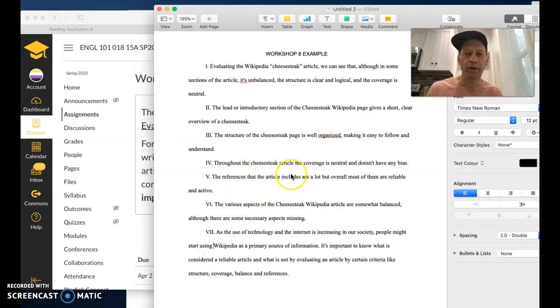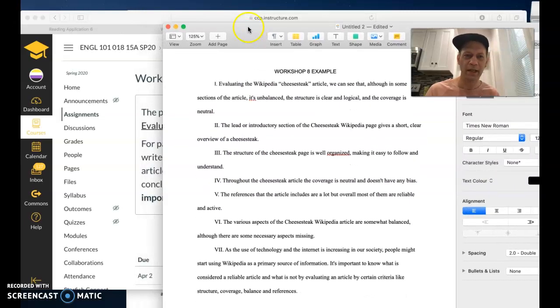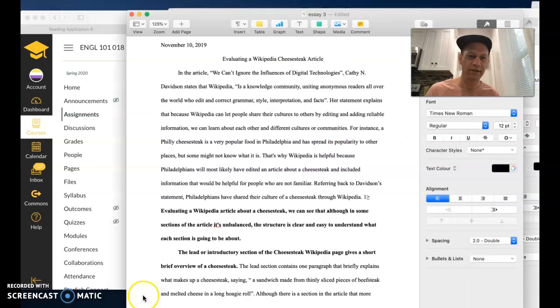So this is what the workshop would look like. The difference here is that you're going to write about a different article, and yours might have different problems. You know, you might find your article might not be well organized in terms of structure. The reason we're doing this is because it's going to give us the most important sentences of the paper.